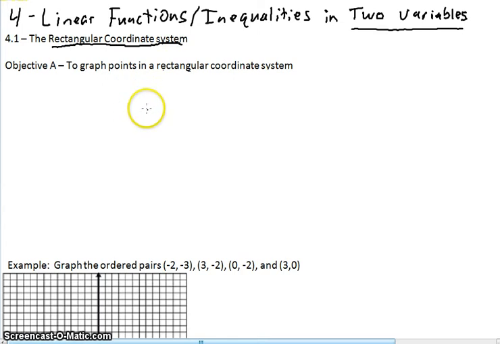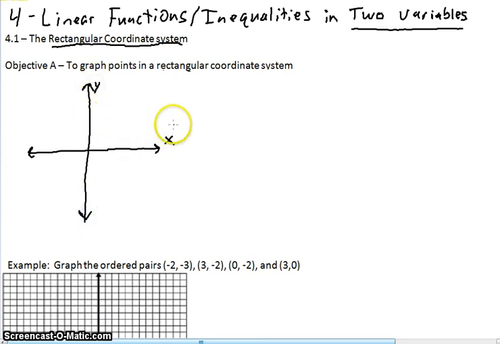The first objective that we're going to talk about is how you graph things in a rectangular coordinate system. You can see a graph right here of what the XY coordinate system looks like. The XY coordinate system is broken up into two axes, an X and a Y axis. This is going to be the horizontal axis, and this one is your vertical axis.